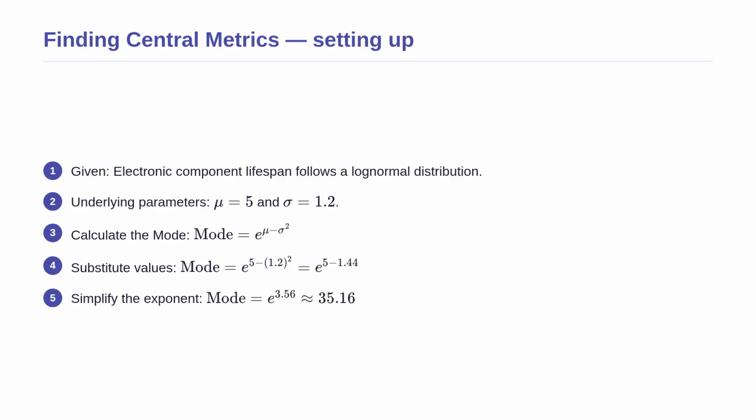Let us put these formulas to work with an example. Suppose an electronic component's lifespan follows a log-normal distribution with an underlying mean of 5 and a standard deviation of 1.2. We want to find the mode, median, and mean. We start with the mode. We substitute 5 for mu and 1.2 for sigma. Squaring 1.2 gives 1.44. Subtracting this from 5 leaves 3.56. Raising e to this power gives approximately 35.16 hours as our most common failure time.